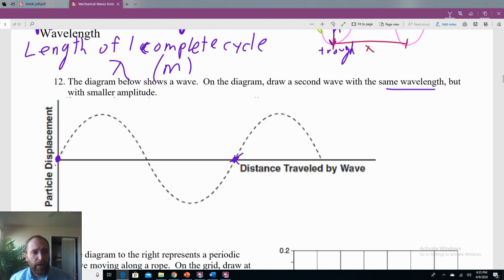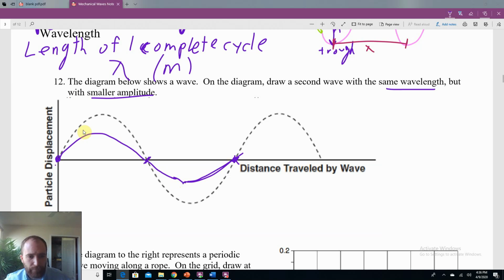Okay, good. But we need a smaller amplitude, which means that we're not going to go quite as high, we're not going to go quite as low. But again, I want that spacing or that length to be the same. So I'm actually going to even try and hit the 0 mark right here. So we go up, and then we go down, and then back to where we started. Well, there we go. That's an okay looking wave, right?